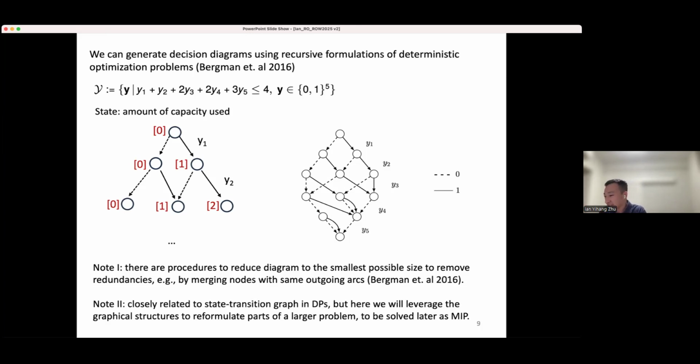Okay, and my second note is that this is closely related to state transition graph and dynamic programming, right? But we're not actually going to use dynamic programming to solve this problem. We're just looking at this graphical structure. We're going to use it to replace some parts of a broader problem. And then by replacing it this way, we're eventually still going to solve our overall 2-stage robust problem as a mixed integer program.